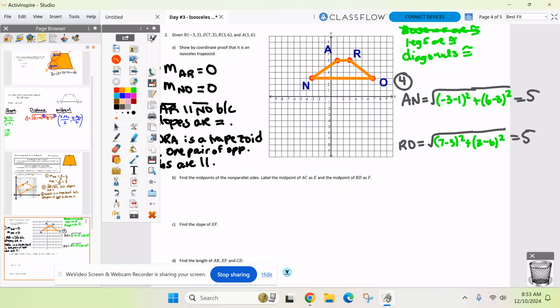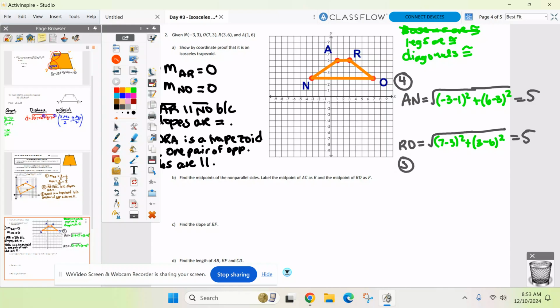Are we looking 5? 5 for each, right? Hope. Again, if you get different values, something went wrong. You should get the same values because this should be an isosceles trapezoid. All right, let's keep following our rules. Step 5, you got to tell me what you just learned. You're not ready to say it's isosceles yet.